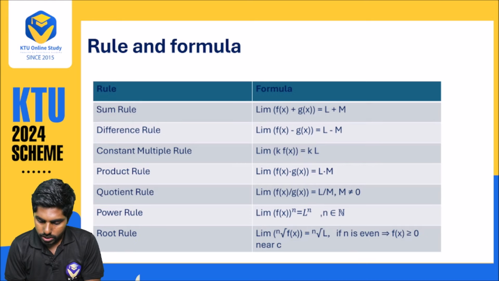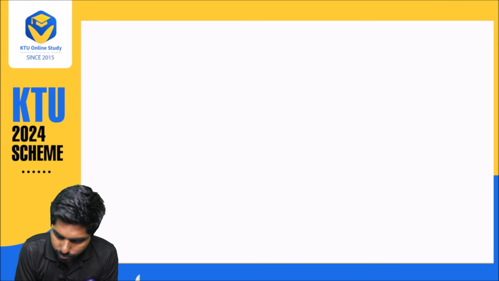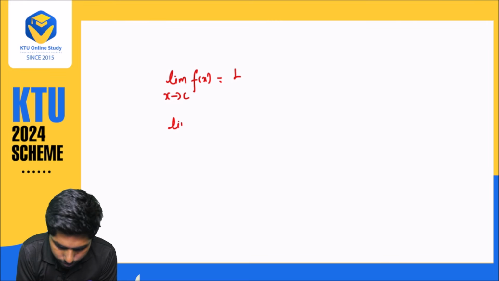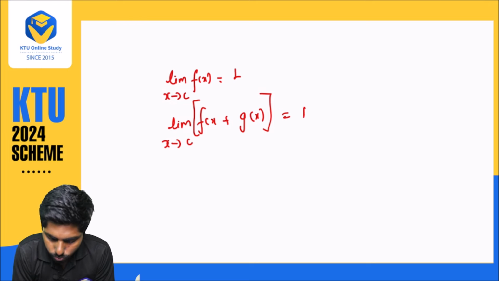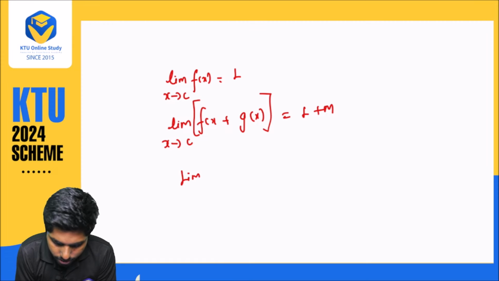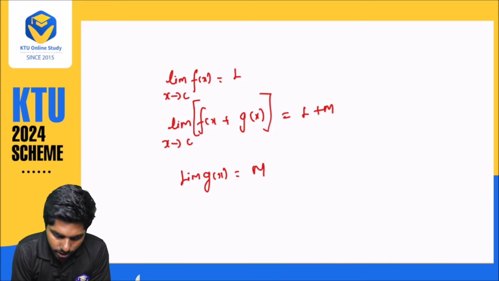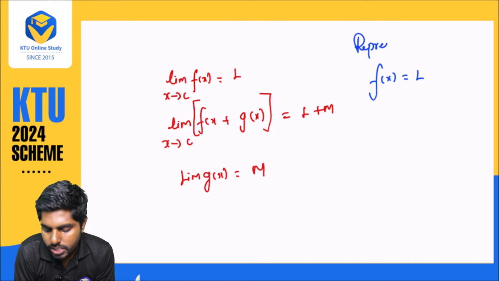So what are the basic rules? Just observe the sum rule. When there are two functions, previously we learned that the limit of f of x as x approaches c is L. When there are two limits, the limit as x approaches c of f of x plus g of x will be L plus m, because the limit of g of x is m. It is the same thing; I have just changed the representation of the function value, writing L instead of f of x, in a different form.